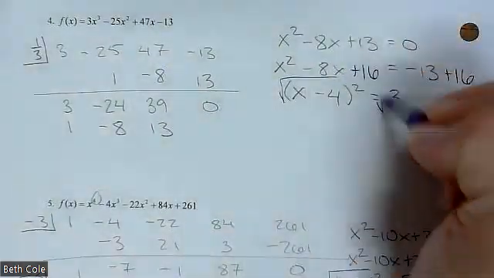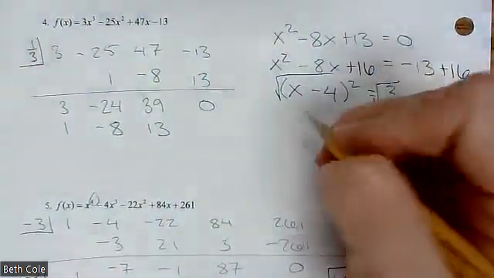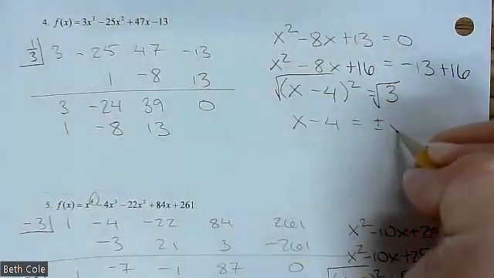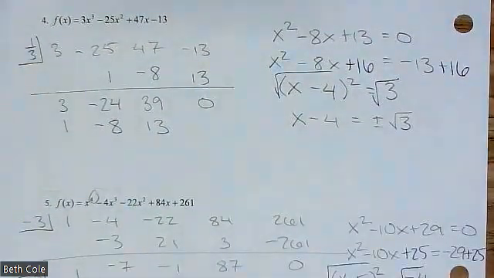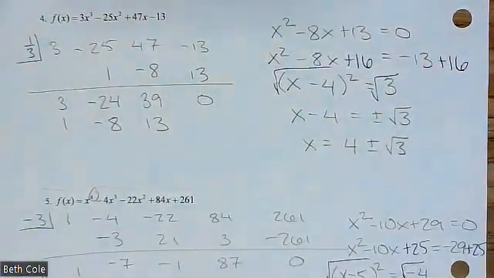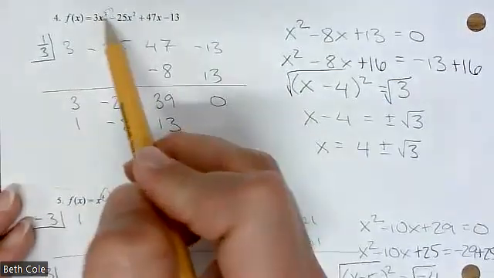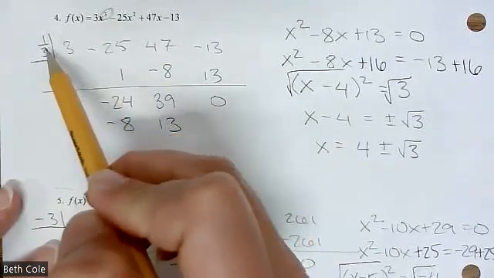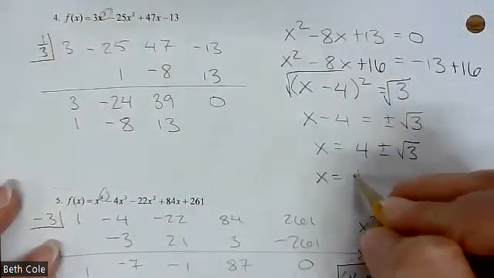Square root, it'll be plus and minus square root of 3. And then add 4. Good, I hope I'm correct. So 4 plus and minus square root of 3. That is 2 answers. We should have a total of 3. So the other one is your 1/3 that we got from the calculator.